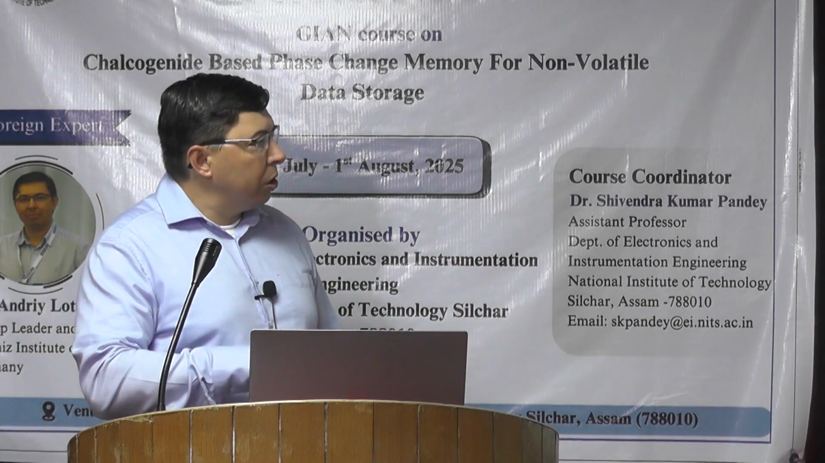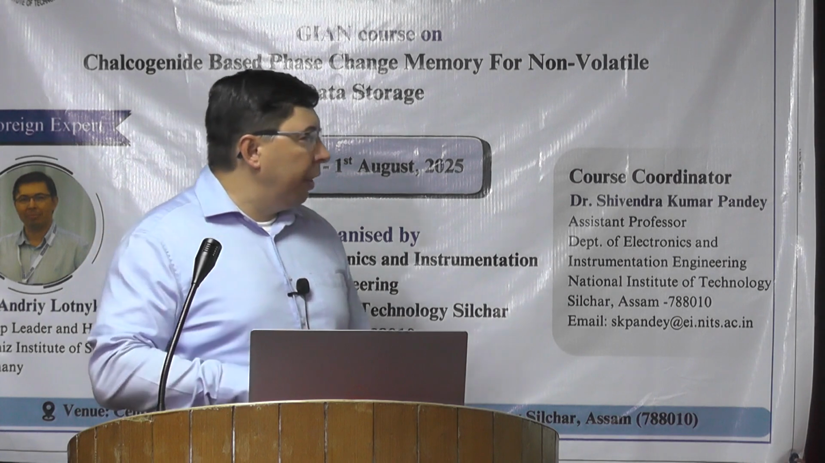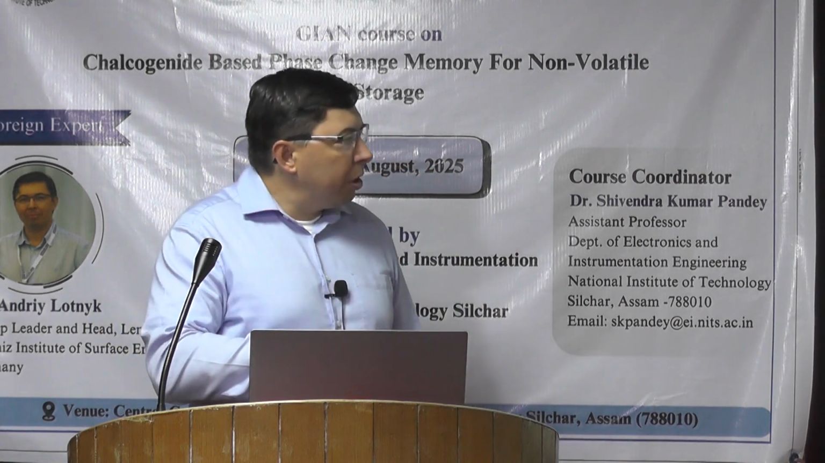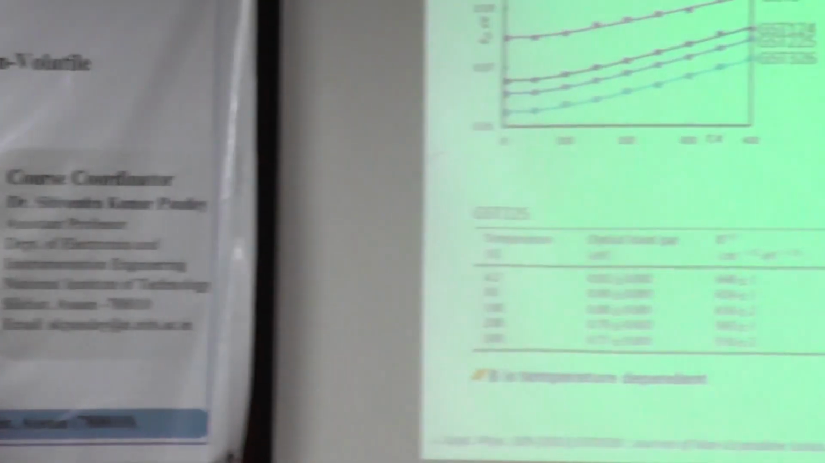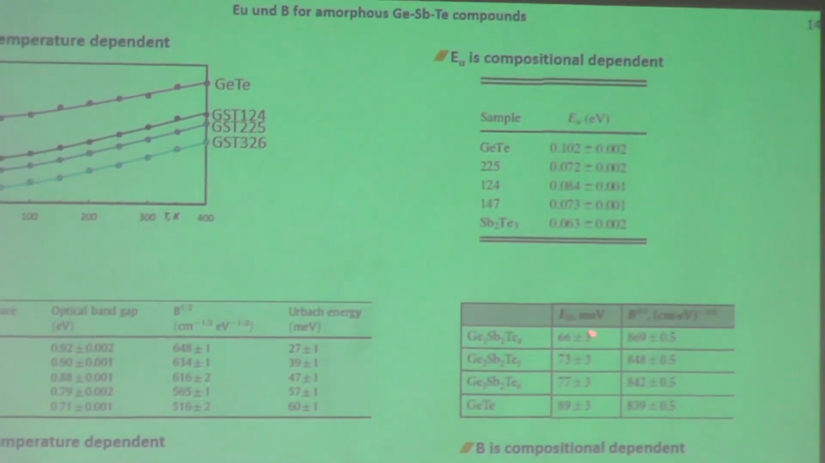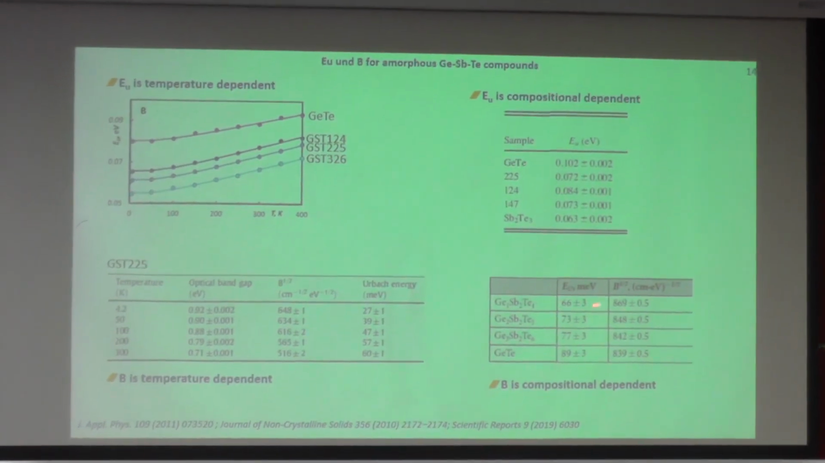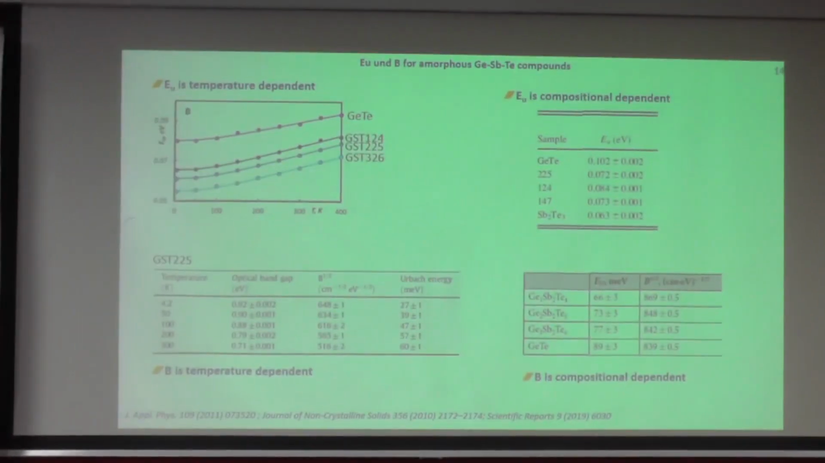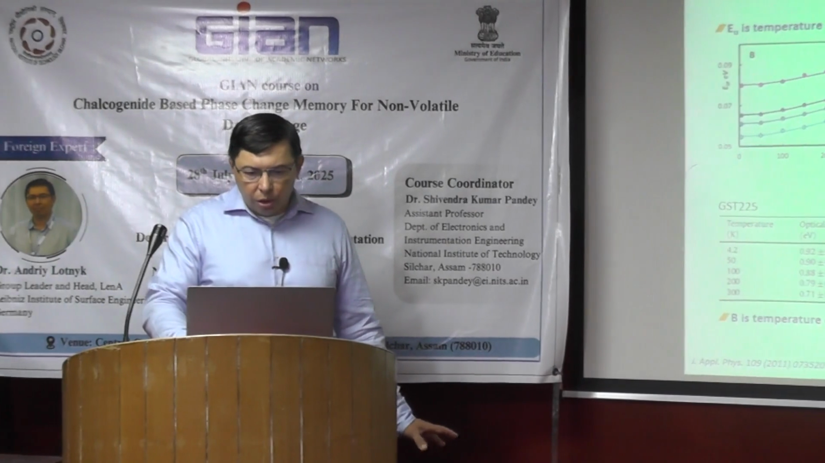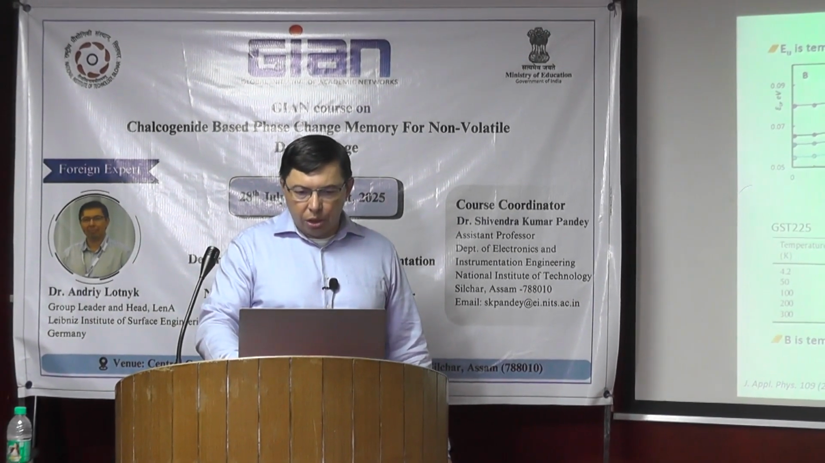Here the Urbach energy is also increasing with temperature. B is also compositional dependent. So for compositions 1 to 4, it has a low value here, and then it's decreasing to germanium telluride. This is because this composition contains more defects than germanium telluride. We will also consider tomorrow the local structure of different phase change materials.